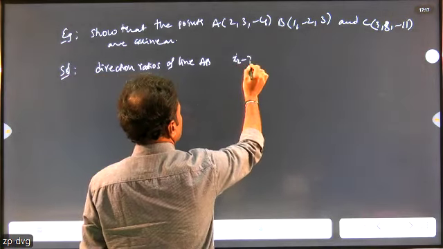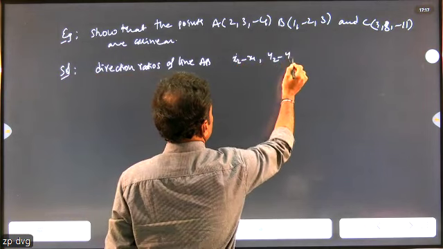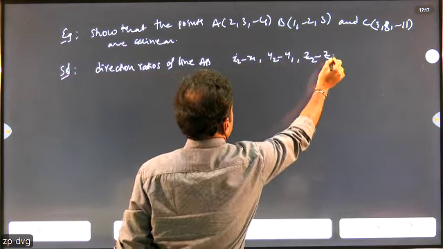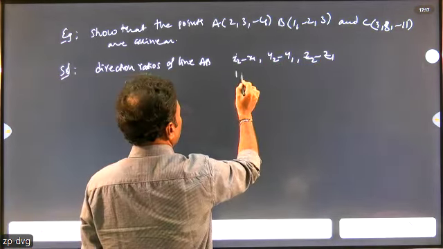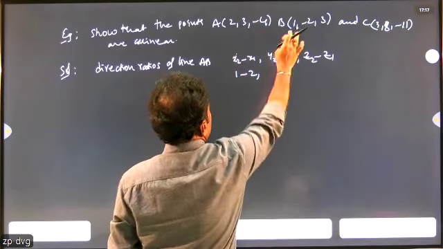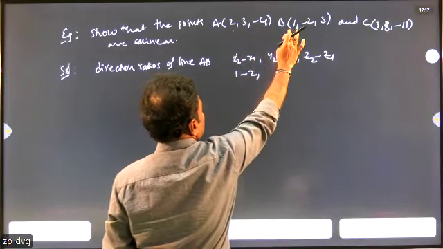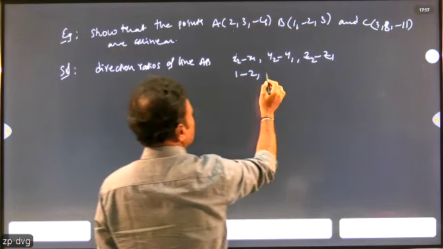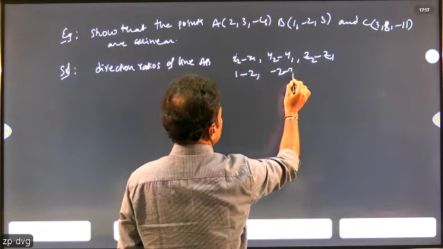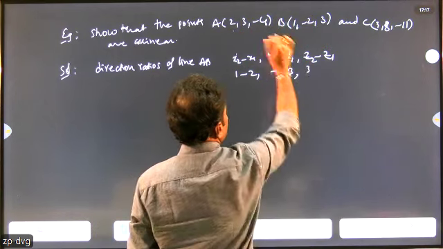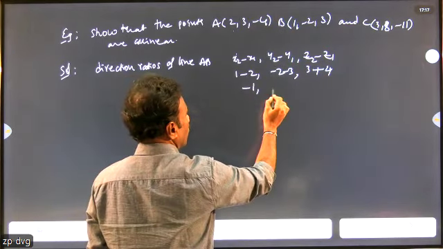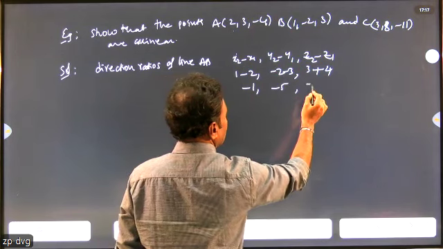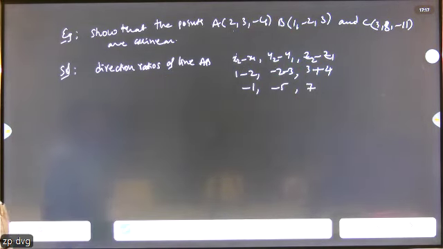x2 minus x1, comma, y2 minus y1, comma, z2 minus z1, you will get the direction ratios of the first line. For A and B, 1 minus 2 is x1 y1 z1 and x2 y2 z2. So you get 1 minus 2, then minus 2 minus 3, and then 3 minus of minus 4, which is 3 plus 4. So you get minus 1, minus 5, and 7. So minus 1, minus 5, 7 are the direction ratios of the line AB.